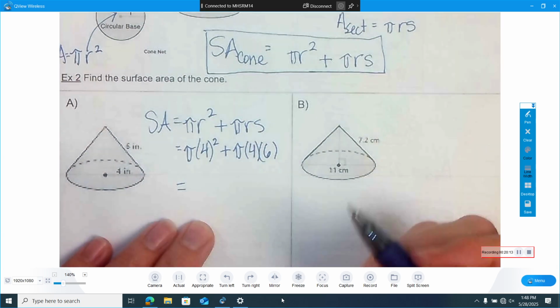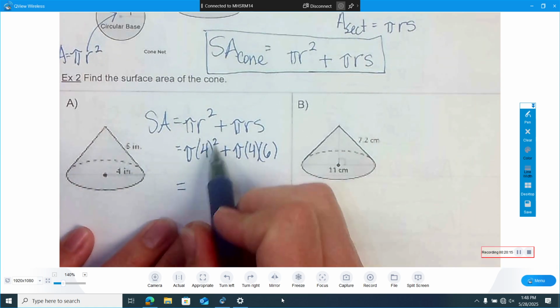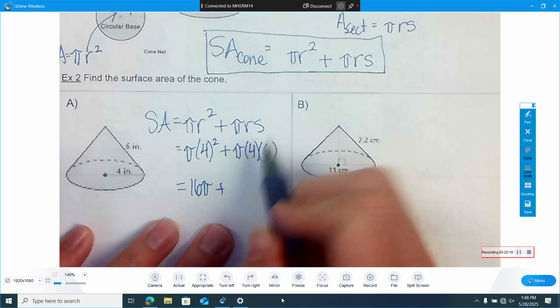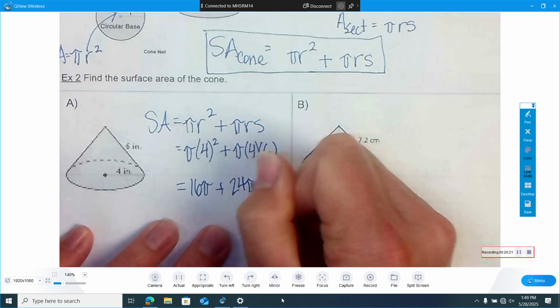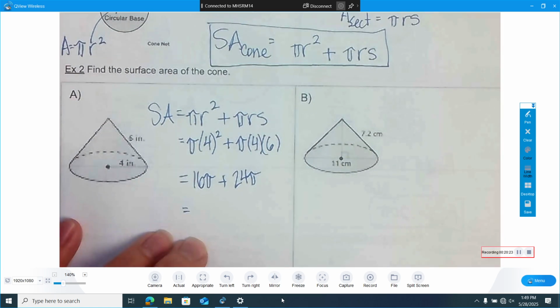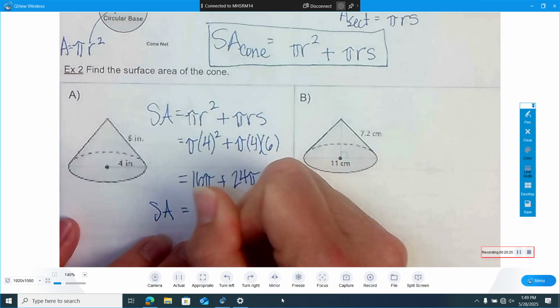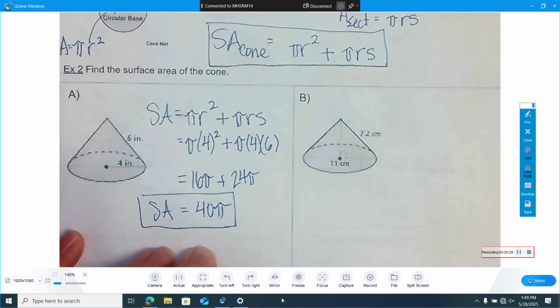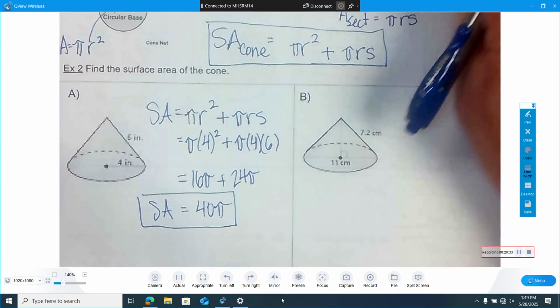Let's do this one in terms of pi. 4 squared is 16 pi. And then here we have 4 times 6 is 24 pi, which is how many pi in all? 40 pi. All right, so 40 pi, great answer.